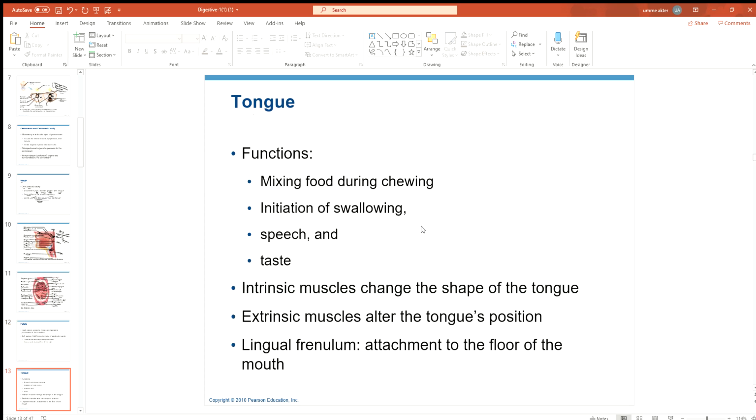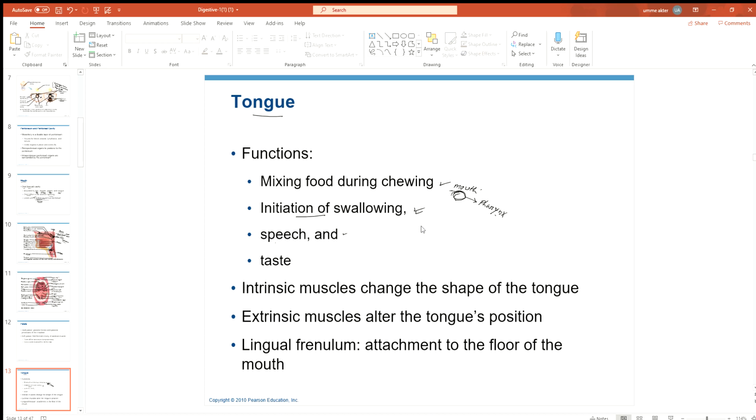Tongue is an important organ that forms the floor of the oral cavity. I already mentioned mixing the food and chewing the food, and initiating swallowing. After the food bolus is formed in the mouth, you push the tongue against the palate to move the food backwards towards the pharynx. So from the mouth, the food bolus enters into the pharynx, and that is called the initiation of swallowing. Okay, so you use the tongue to push it into the pharynx.